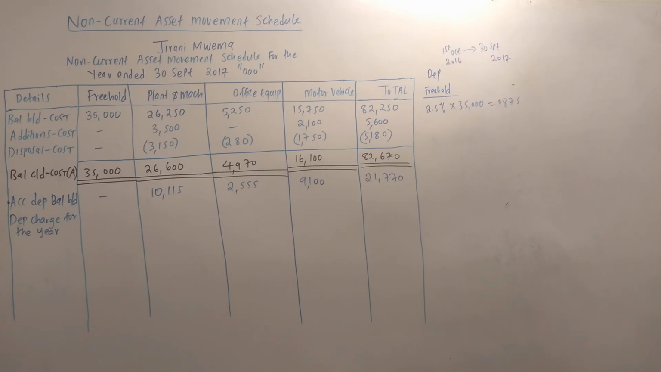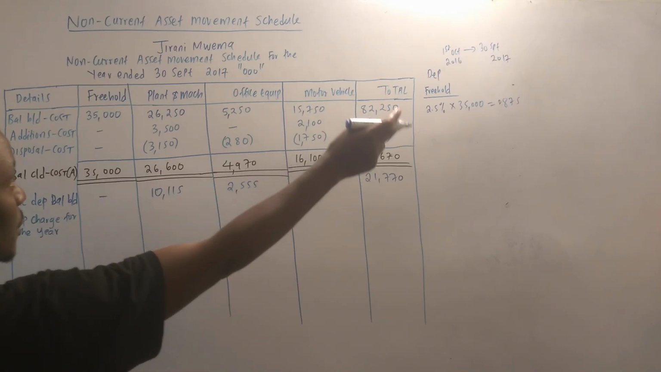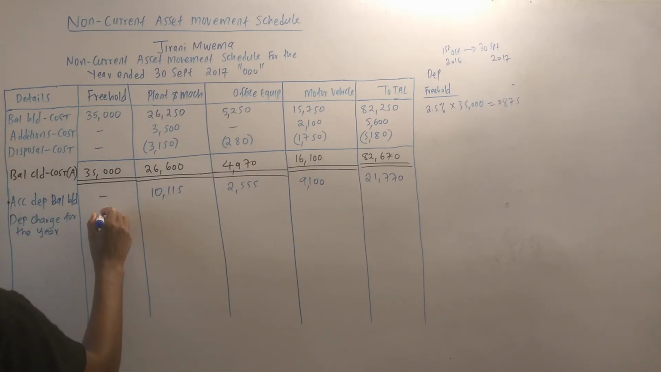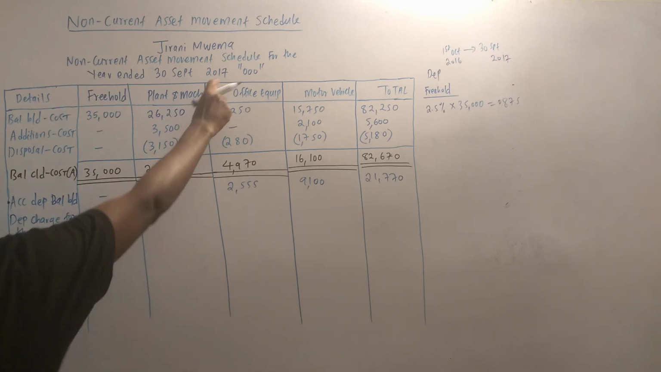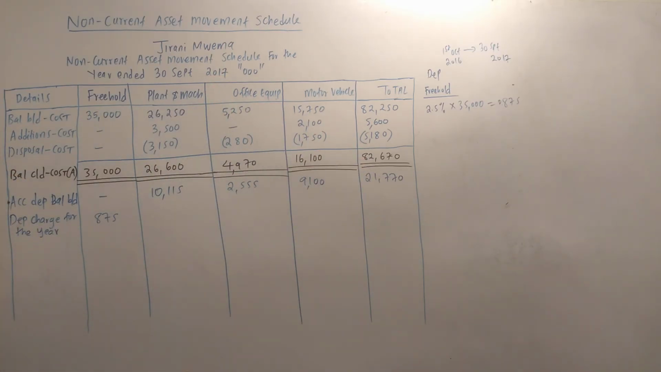So from 2016 to 30 September 2017, that is only 1 year. So it's only for 2016 to 2017 end, that's just 1 year. So it will be 875. If it was for 2018, then we could have considered the depreciation for 2018. Let's go to the next item.